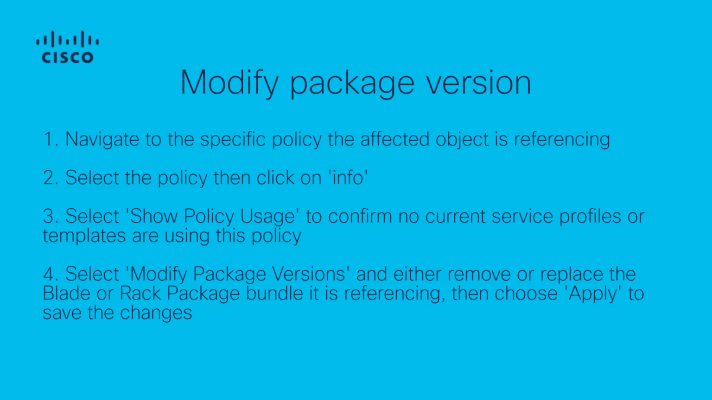The third method involves modifying the package version. Before making any changes, ensure that the current package version referred to by the host firmware package is not used in any service profile or template. To proceed, select Modify Package Version and either change it to Not Set or replace it with the package from the blade or rack bundle that exists. Click Apply and then OK.